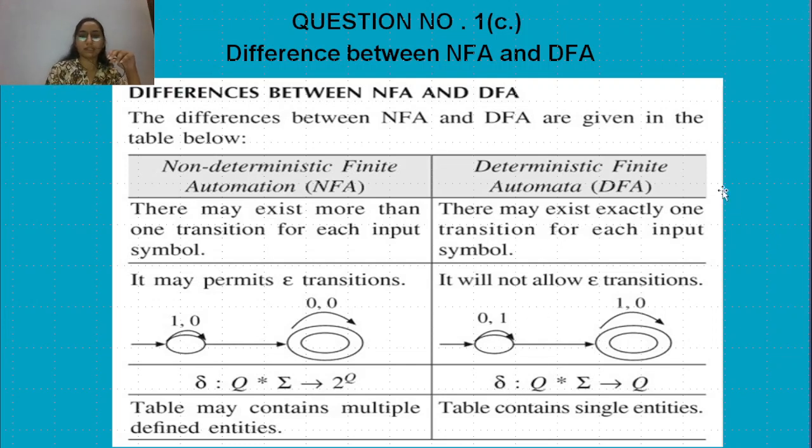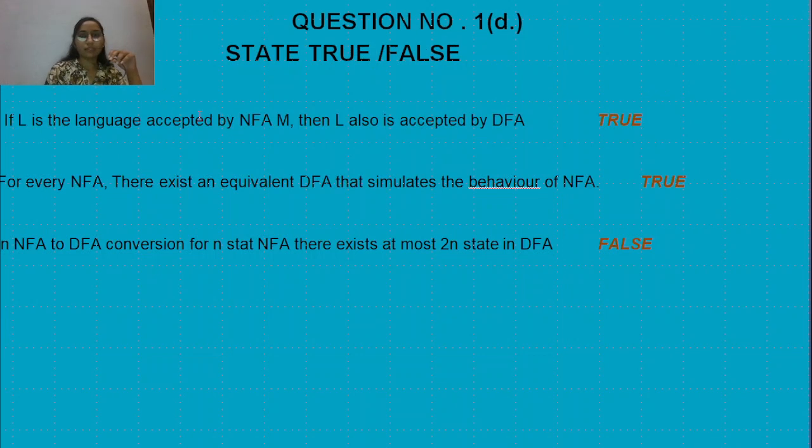In NFA the table may contain multiple entries, but in DFA the table can only contain a single entry. Now we have to state true or false. Our first statement was: if L is the language accepted by non-deterministic finite automata M, then L is also accepted by a DFA. It is true that when a language is accepted by a non-deterministic finite automaton, that language is also accepted by a deterministic finite automaton.